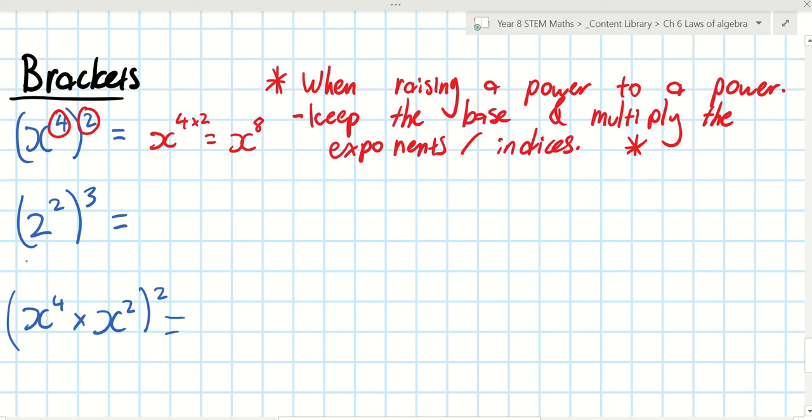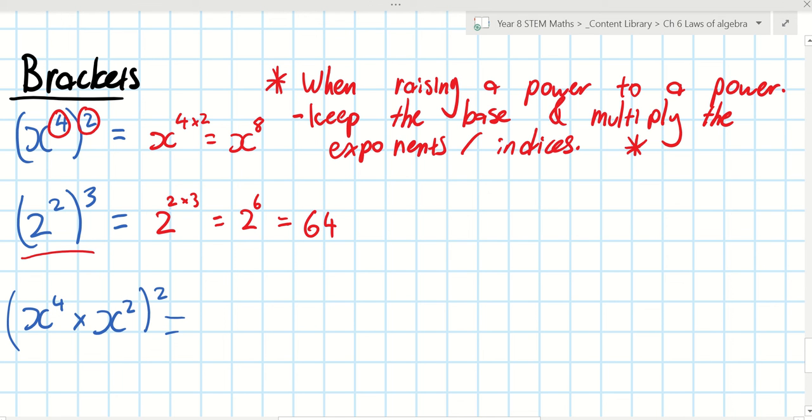The same applies for this equation here. So obviously we know 2 will be the base because there's only one 2 in that equation, so we keep the base. And then like the other one, 2 times 3 for the exponents, which will give us 2 to the power of 6. 2 to the power of 6 is 2 times by itself 6 times, which will equal 64.